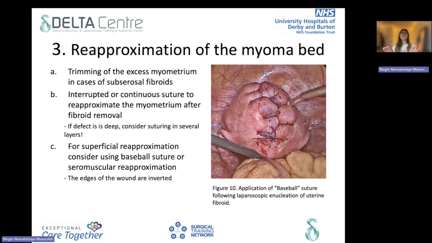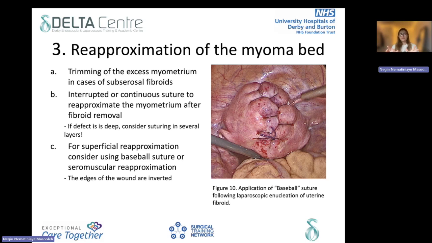If you have actually gone through to the endometrium, you have to suture the endometrium together, then the myometrium in several layers, and then the perimetrium. And one of the sutures known to be a better way, because it reduces the chances of bleeding afterward, is a baseball suture, which is the picture here.